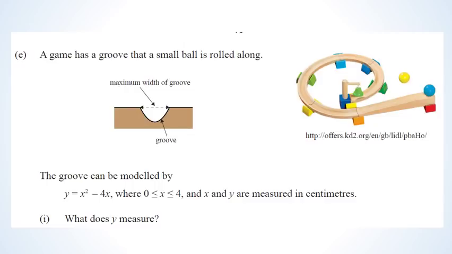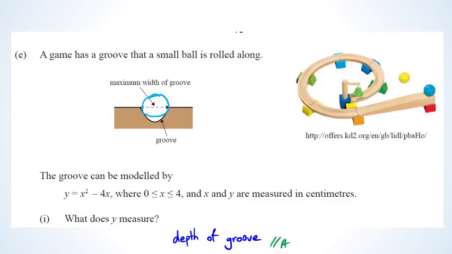Basically, see that little light blue ball here? It's going along the groove, and I guess what you're trying to look at is something like this, where the light blue ball is going there, and that's the groove. The groove can be modeled as x squared minus 4x. What does y measure? So all you really have to say for this particular path is the depth of the groove. That's all. That gets you a lovely little achievement.